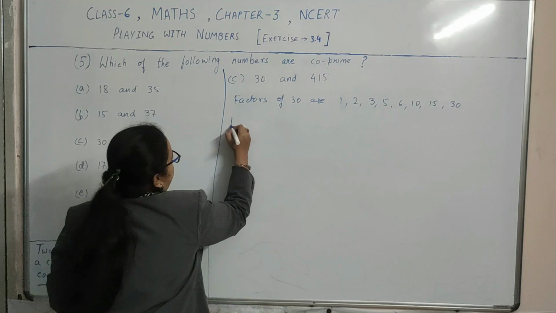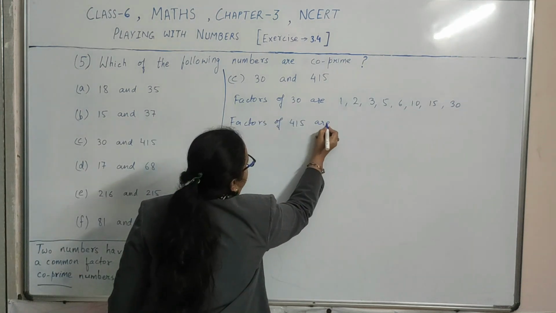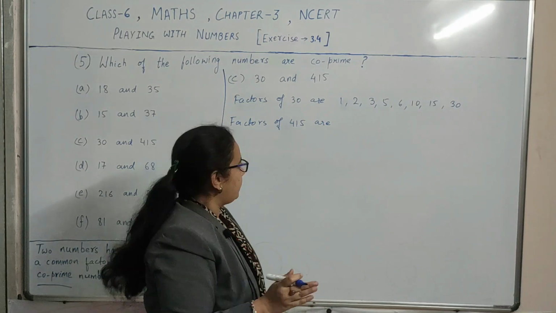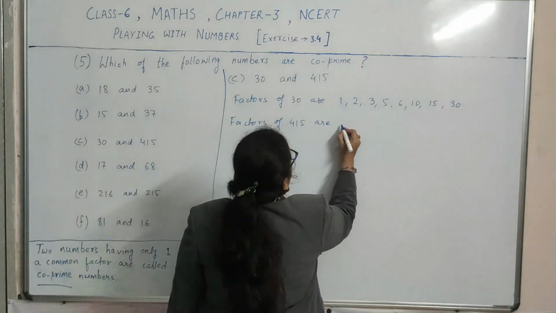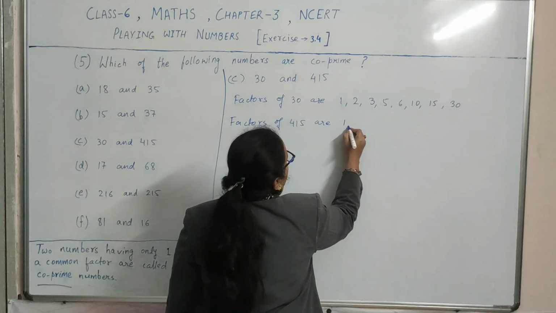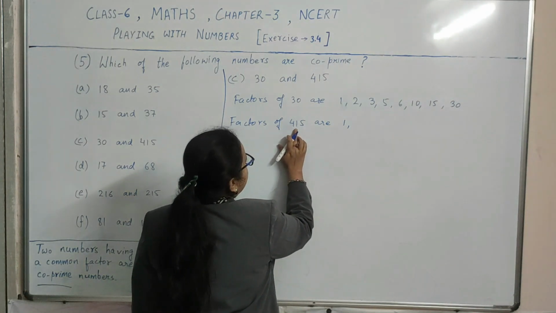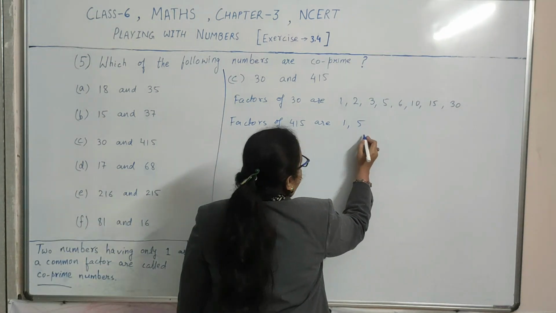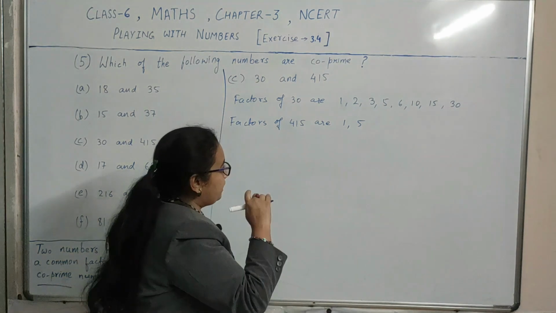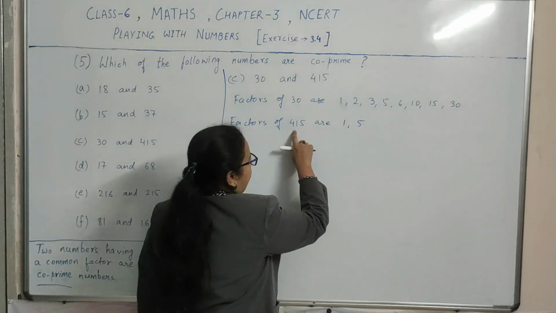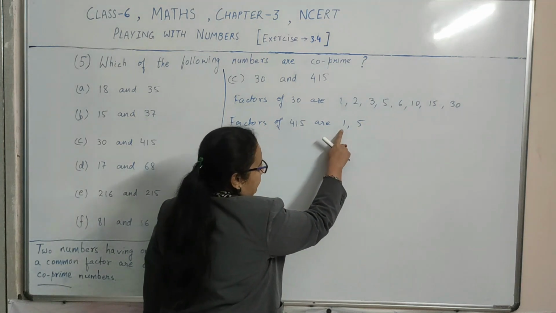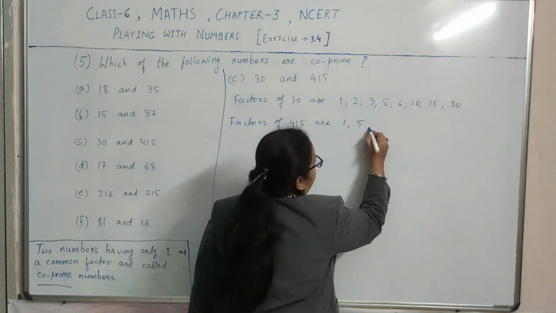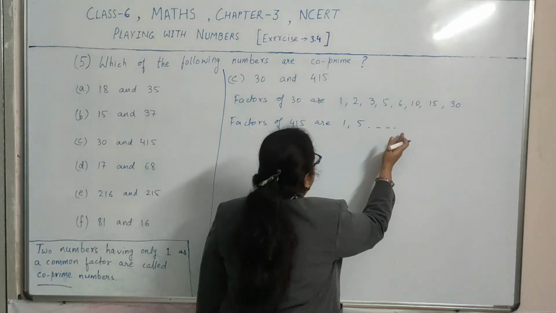Now factors of 415. It is a very big number, we don't need to find all the factors. You see how I do it. The factors of 415 are 1. See, 2 is not a factor, 3 is also not a factor, 5, see, 5 is a factor, right? So up to here we got two factors of 415. First is 1 and the second factor of 415 is 5, right? There may be other factors also.